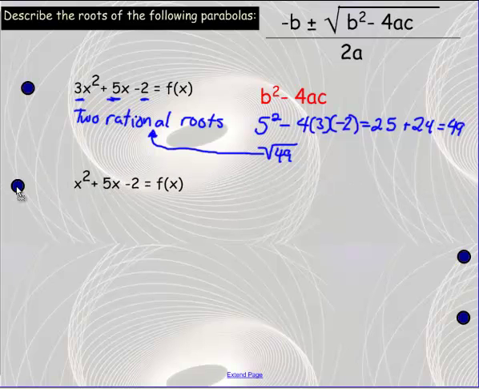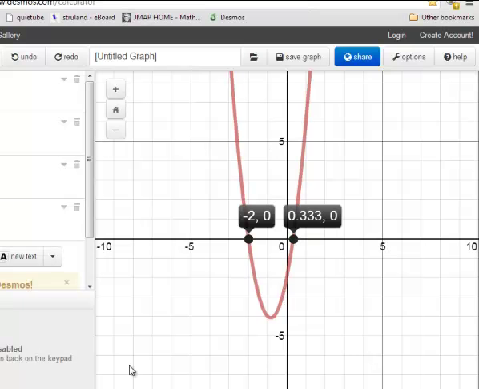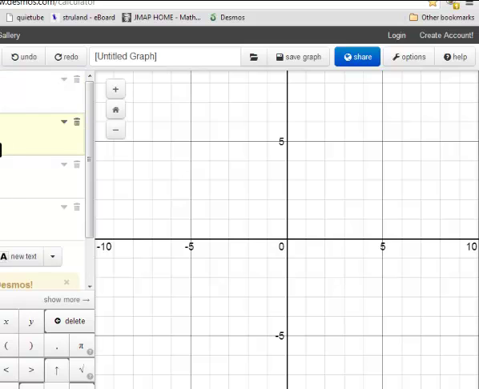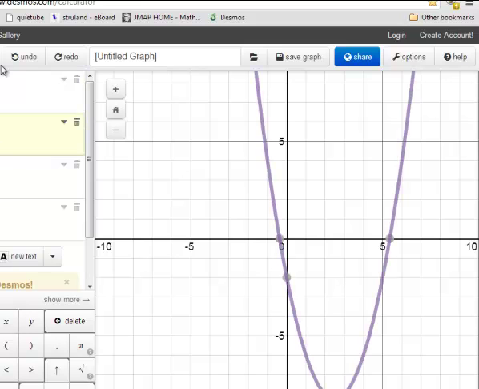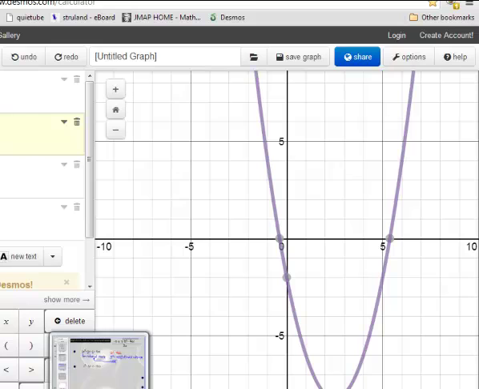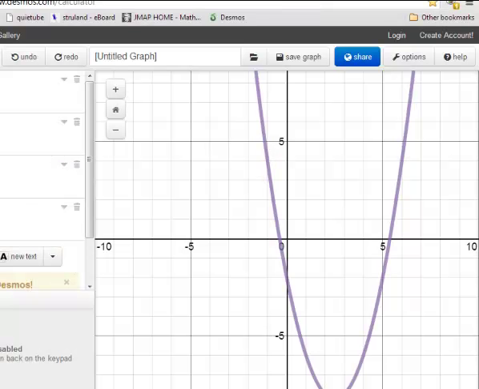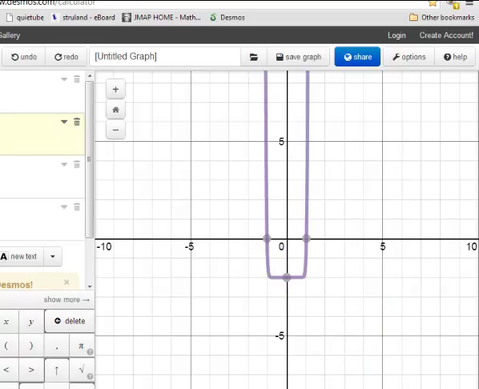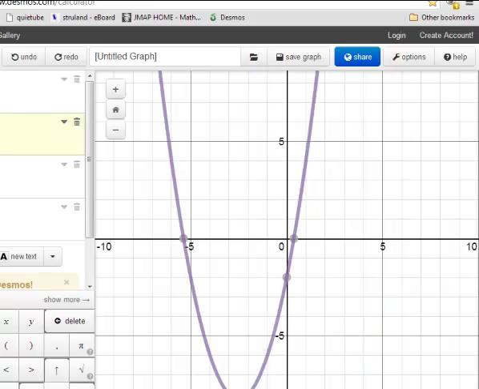All right, let's look at our next example. x squared plus 5x minus 2. All right, describe the roots. Are there 2 roots? Is there 1 root? Are there no roots? Well, let's look at the calculator. That's a big help. Okay, let me make sure I got that right. Nope, that changed that. Hold on. Okay, there we go. Now I have it right.